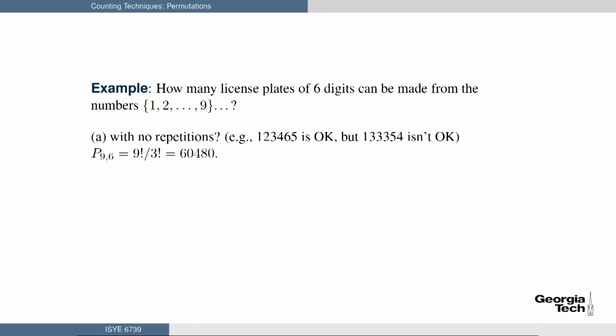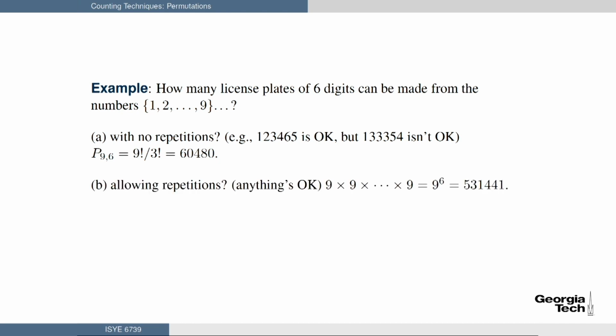So if I allow no repetitions, that's the same thing as taking 6 of those 9 numbers and not allowing repeats and caring about order. So how many ways can I do that? It's a permutation of 9 things taken 6 at a time. 9 factorial over 9 minus 6 factorial, or 3 factorial, equals 60,480.